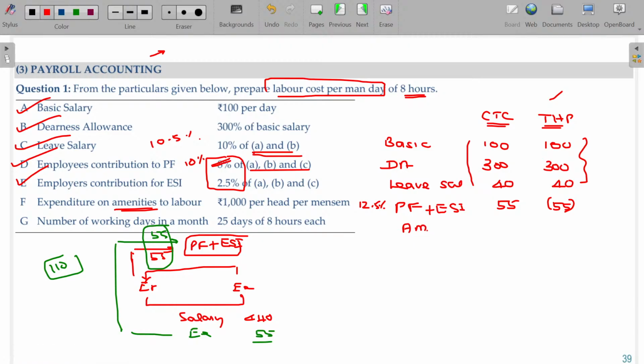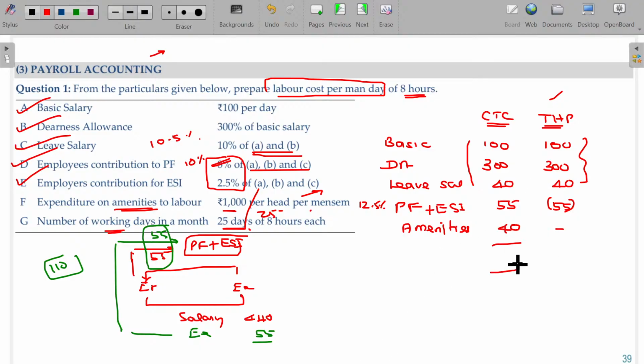And expenditure on amenities during the working environment, tea, snacks may be given. Those things are amenities, which is 1000 rupees per head per mensum. The working days in a month being 25 days, so you divide this by 25, so you will be able to find out the per day value. Per day value being how much? 40 rupees, isn't it? 40 rupees. Facilities provided may not be available in the form of cash for the employee's hand.